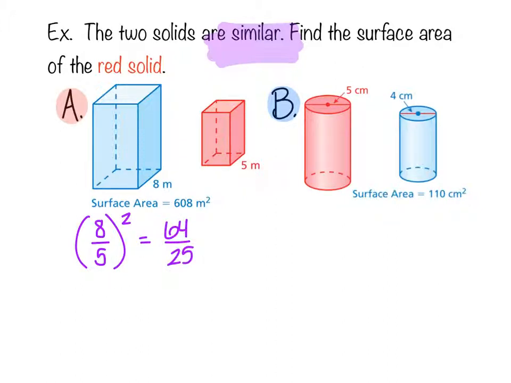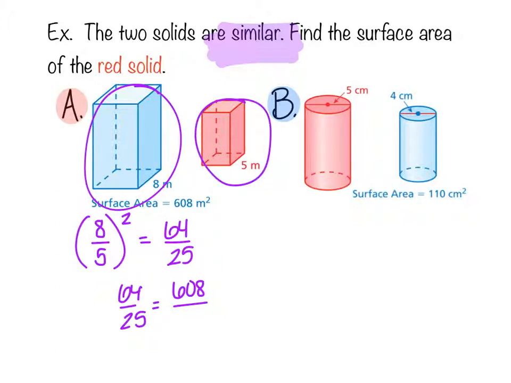that gives me 64/25. So then I'm going to use that ratio 64/25 and make a new proportion. The 64 represents the first prism, and I know the surface area of the first prism is 608, and the 25 represents the surface area of the second prism, which I don't know. So I'm going to cross multiply. 608 times 25 is 15,200, and I'm going to divide that by 64. And that's going to give me 237.5, and this is meters squared.